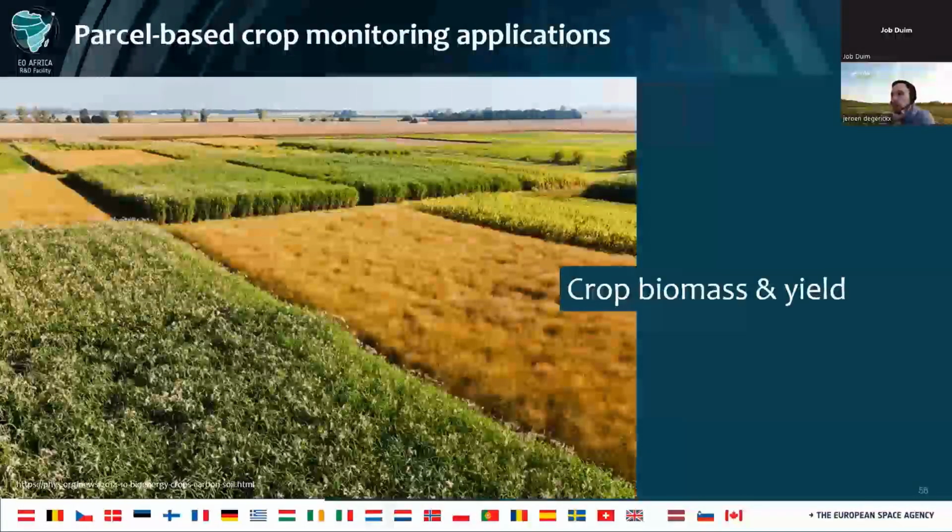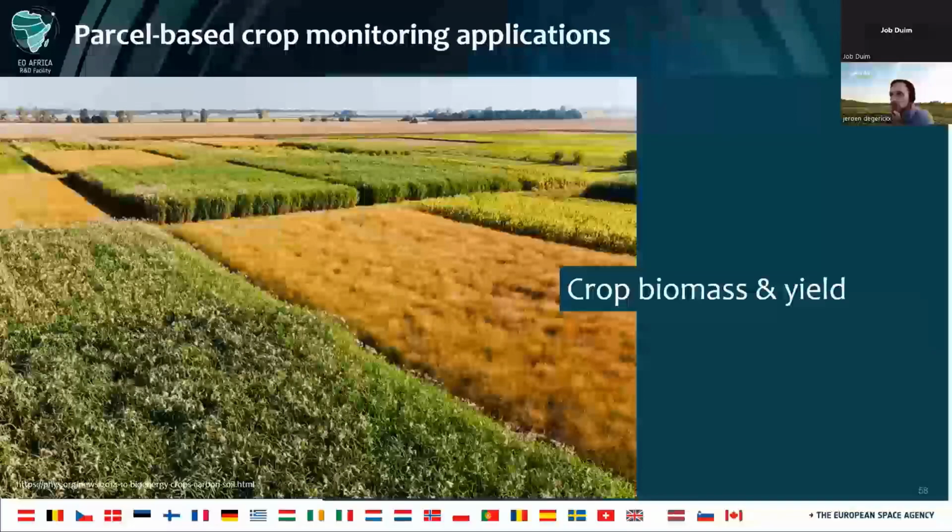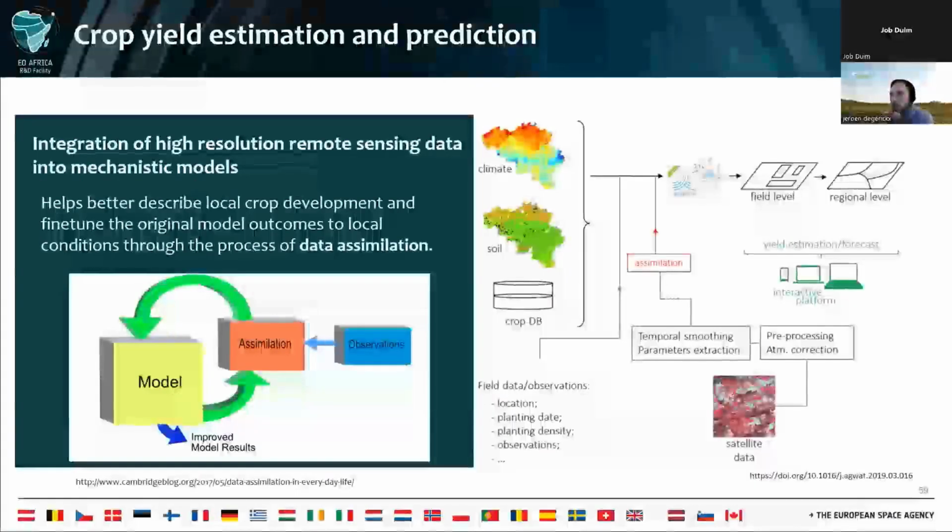Briefly on crop biomass and yields. So also there are two main approaches. We have these typical crop growth simulation models, which based on climate, based on soil, based on crop parameters, they model in high detail the crop development and biomass production and eventual yield. One example is this AquaCrop model, which works normally without the use of remote sensing inputs.